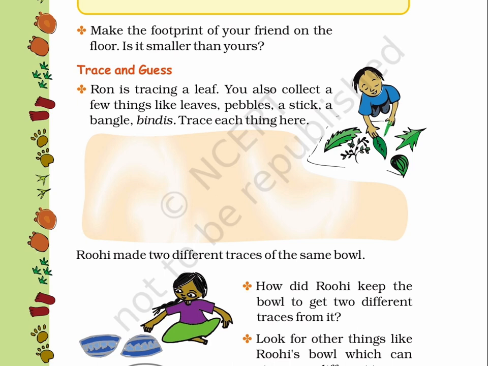You also collect a few things like leaves, pebbles, a stick, a bangle, bindis. Trace each thing here. Empty space is provided for tracing.